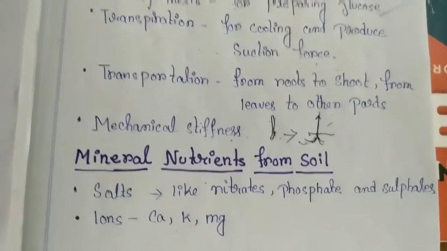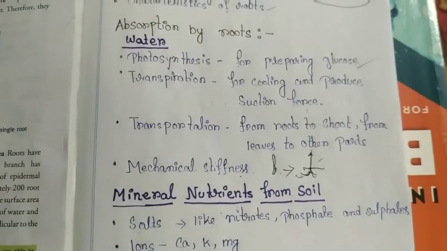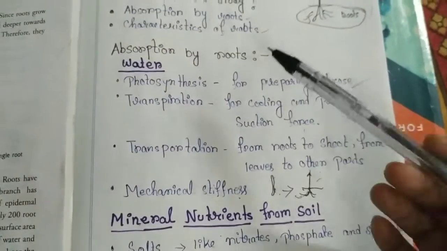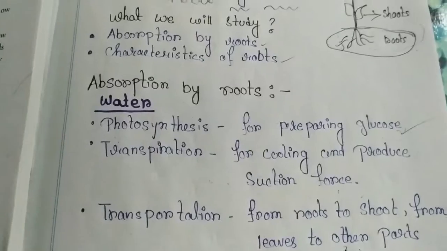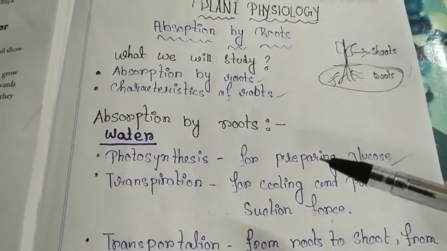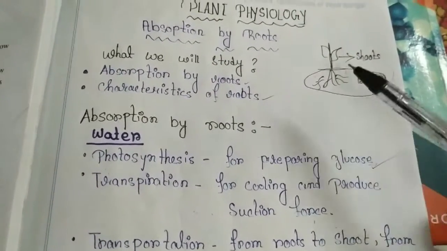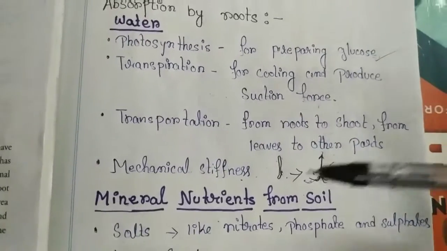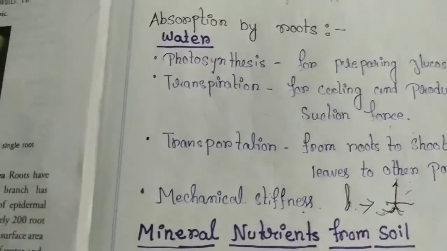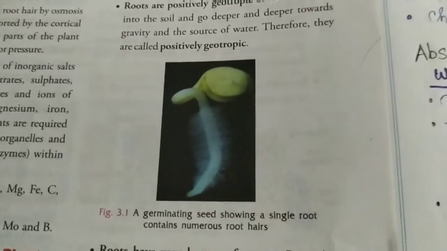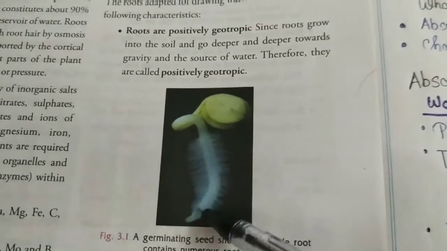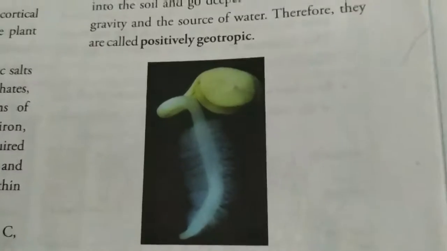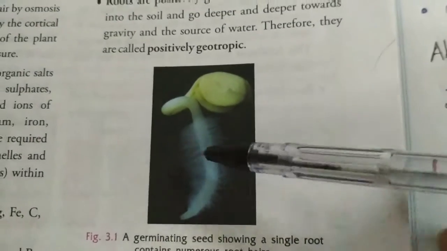Now moving on, we have discussed absorption by roots, that is water and minerals. Now let's discuss the next point, the characteristics of roots. Roots have adapted features so that they can absorb a maximum amount of water and the proper amount of minerals and nutrients. Here you can see the picture from your book, page number 31. These are all the root hairs, which perform the absorption.